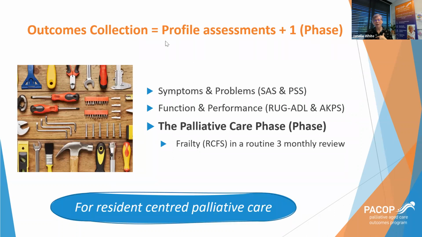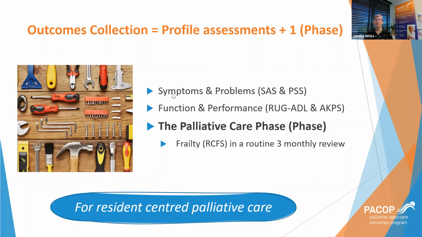So the outcomes collection is not a big step for aged care homes. An aged care home will always commence with the profile collection, and they can commence with them both at the same time. But the profile collection includes all the tools in the outcomes, and there's only one more to learn, which is the phase, which I'll cover briefly in this section. So the assessments, the evidence-based assessments that have been used for years, 15 years in our sister program, PACOP, the Palliative Care Outcomes Collaboration.